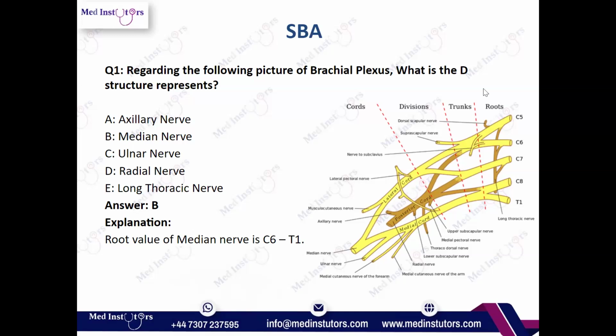Now let's break this down. Why is B the right answer? How do we know it is the median nerve? Anyone who has an explanation, you are more than welcome to share it. It would help create a friendly study environment. Those who answered correctly, that is B, median nerve, how did you get that it is the median nerve? How did you identify it?